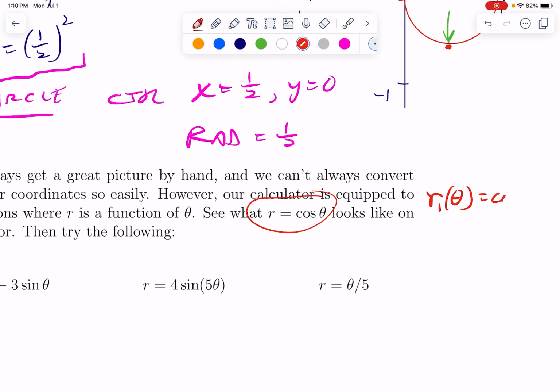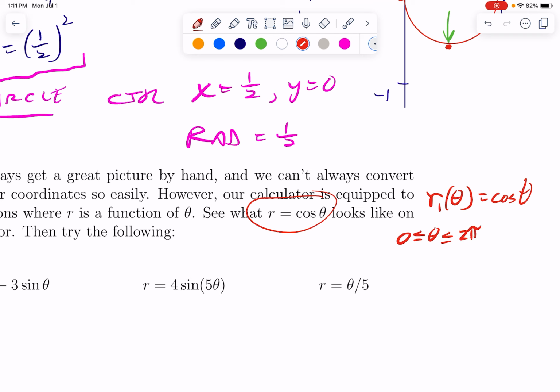So you could type in cosine theta. And if you want to type a theta, the button that gives you pi also has theta handy. It will also ask you what range of theta you want to look at and what is the step size, because all the calculator is going to do is connect the dots. So let's do a full spin from 0 to 2 pi.